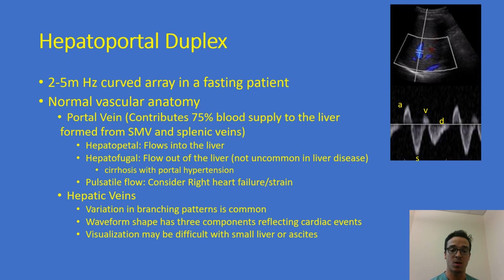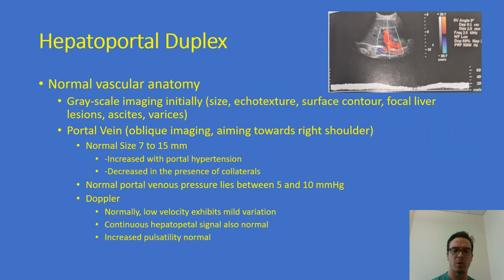The hepatic veins often have branching patterns, and they have a distinct waveform shape that reflects the cardiac cycle. Visualization, however, may be difficult in patients with a small liver or ascites. When we first begin scanning, we look for normal vascular anatomy. This is performed with grayscale imaging, where we evaluate the liver for size, echo texture, surface contour, focal liver lesions, ascites, and varices. Afterwards, we image the vessels.